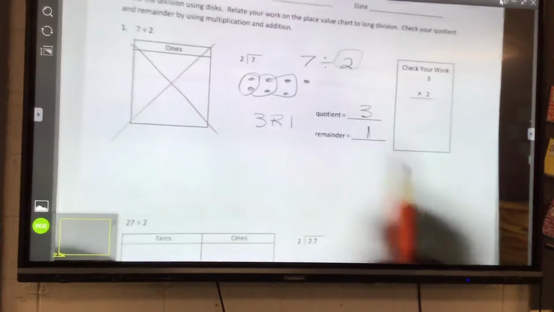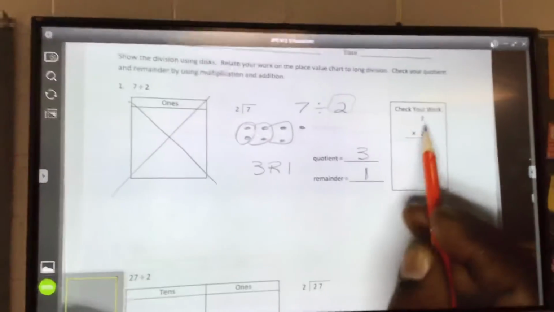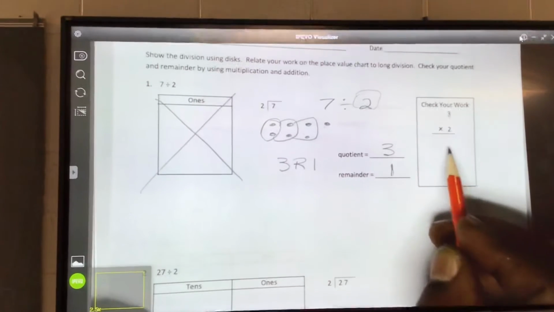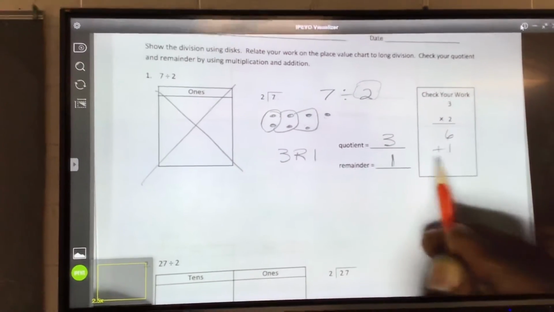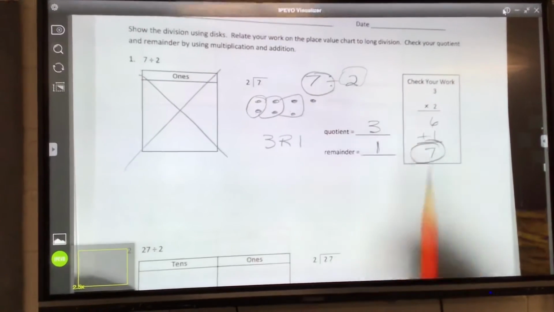remainder 1. I can check my work by taking my answer right here and doing 3 times 2, which is 6, and add 1, and that gives me 7. When I get back to 7, that means my answer is correct.